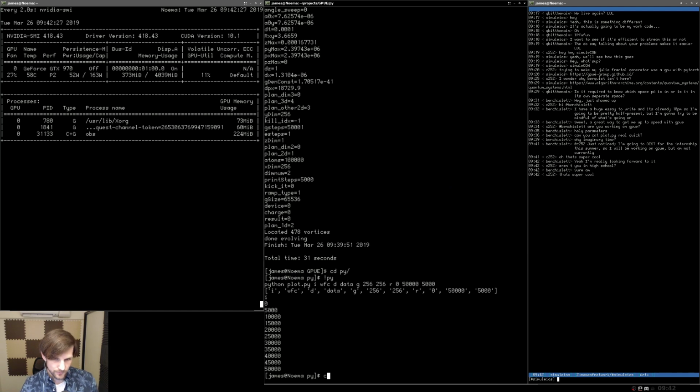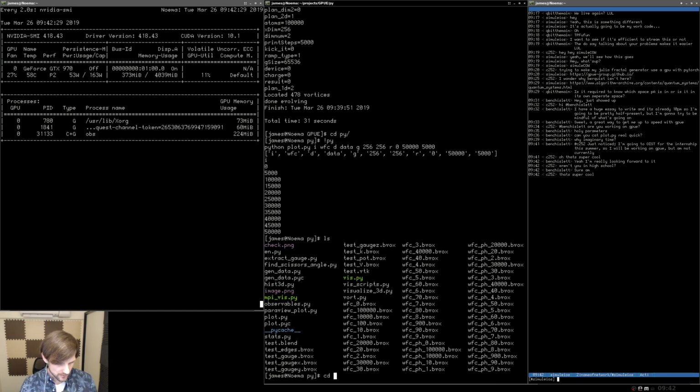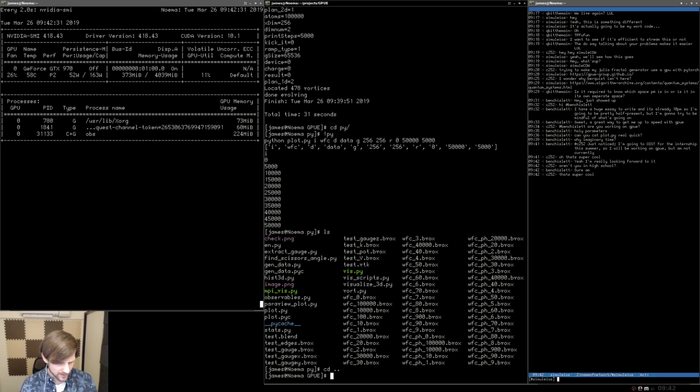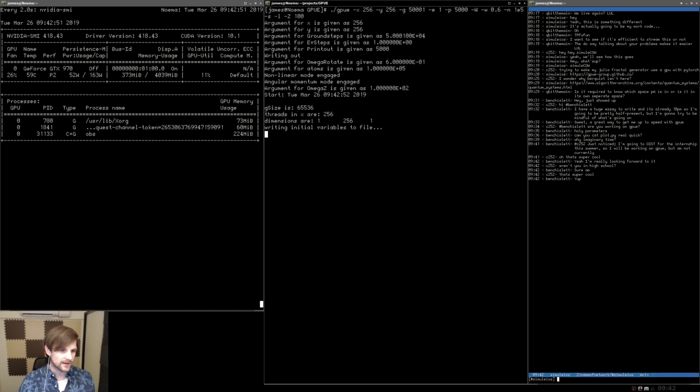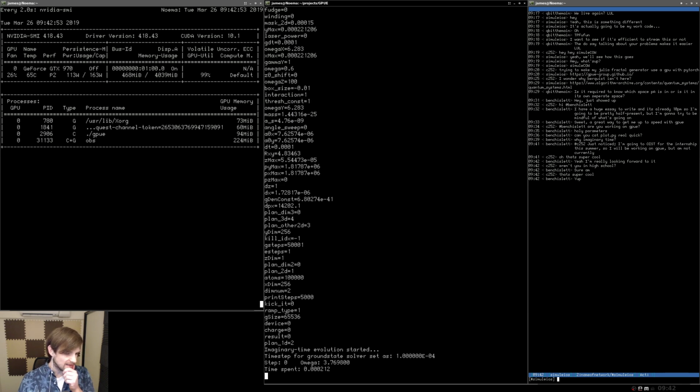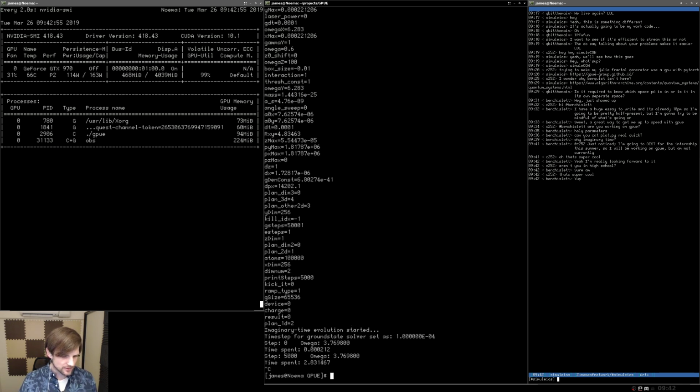Okay, so now I'm going to do ls here, cd backup directory. Let me clear here. I'm going to just run the same code that we had before, so that we have just a large number of vortices in the system. I don't care how many. Okay, and then I'm going to show you exactly what the problem is. In fact, let me show you what the problem is right now.